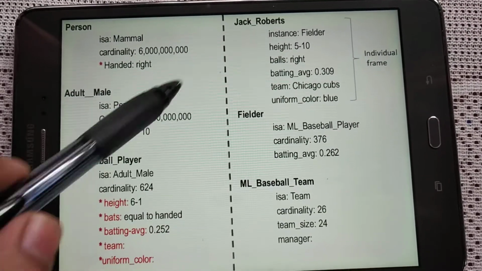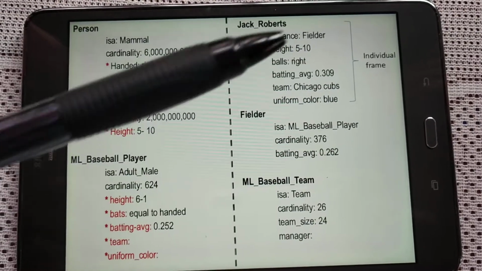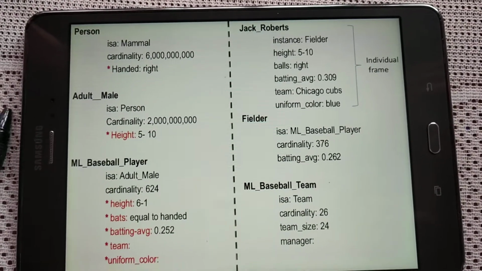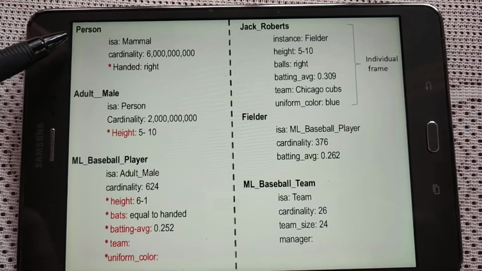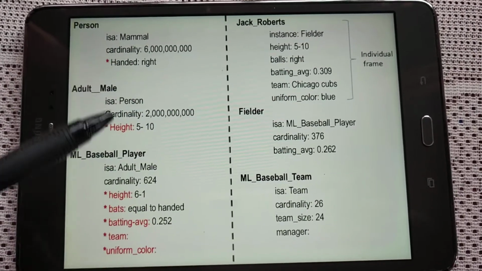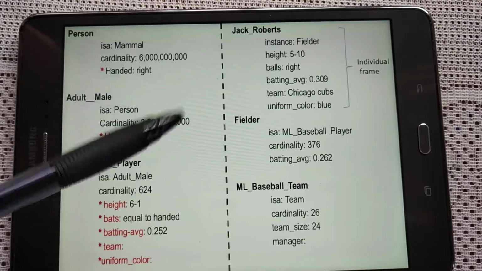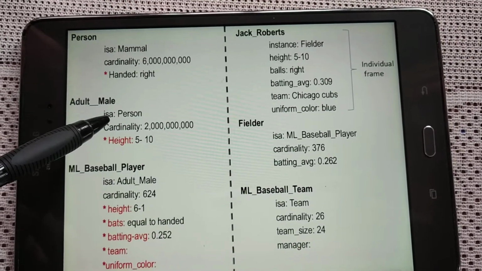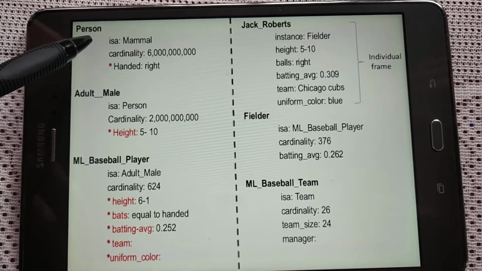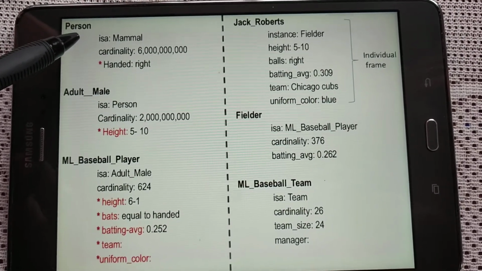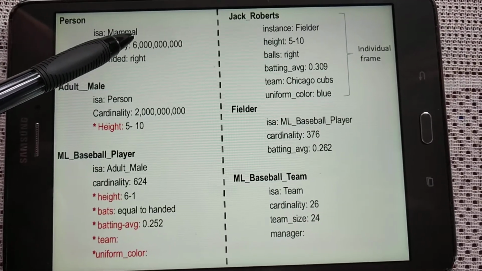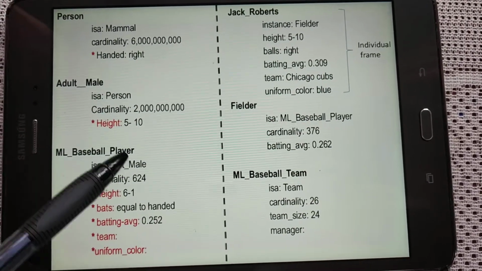Now here is an example of a frame system that I have taken. Basically this is a baseball team. Now see here, person is a mammal. You see every frame structure over here, person, adult male, ML baseball player, Jack Roberts, fielders, ML baseball team, has the first attribute either as is a or as an instance. So how do you know whether a particular frame is a class or an instance? You see here, person is a mammal. That means person has to be a subclass of a superclass called mammal. So person cannot be an instance, it's a subclass, right?